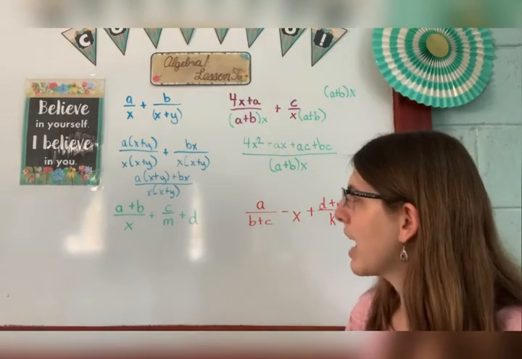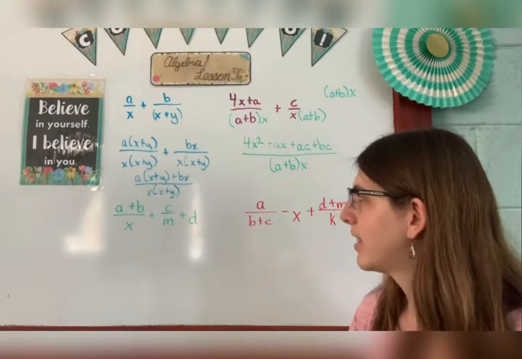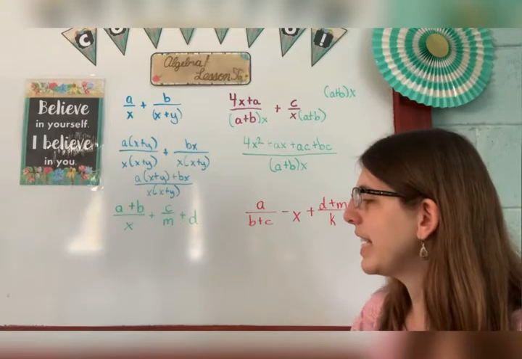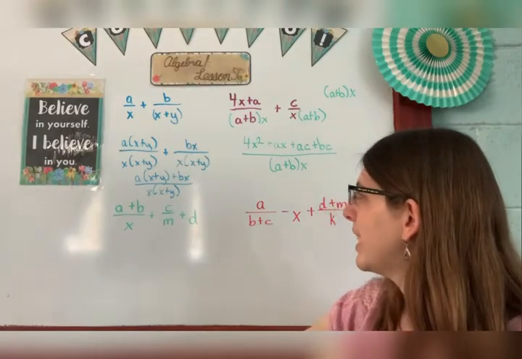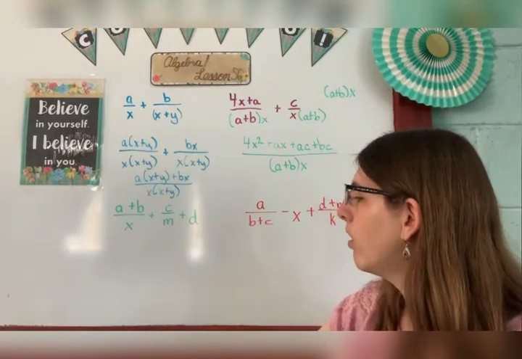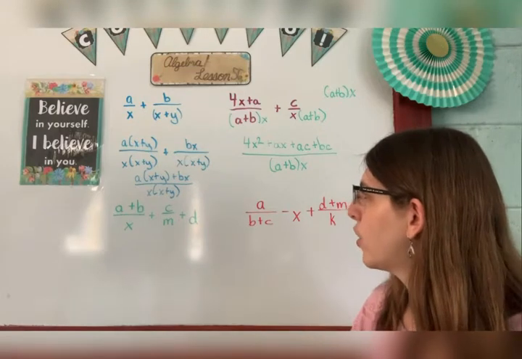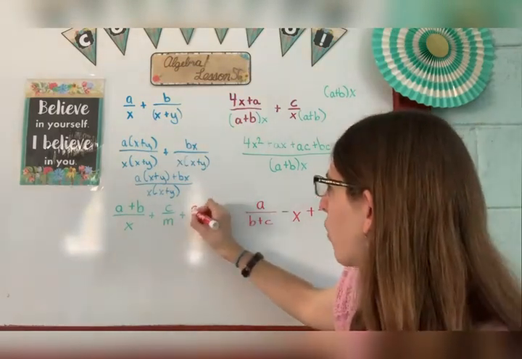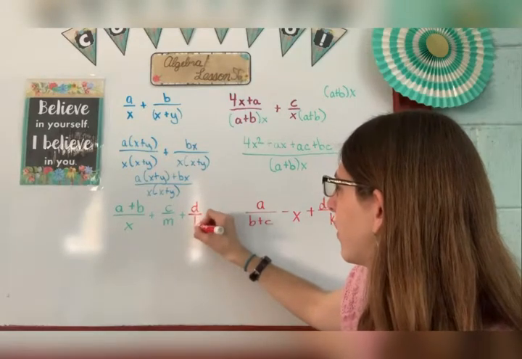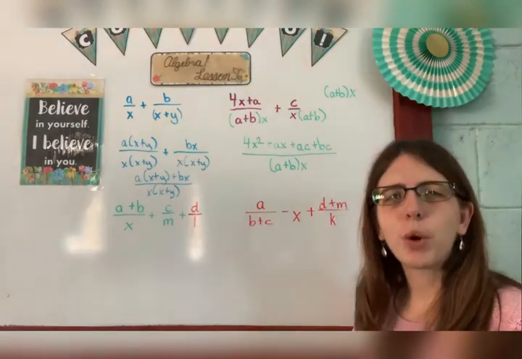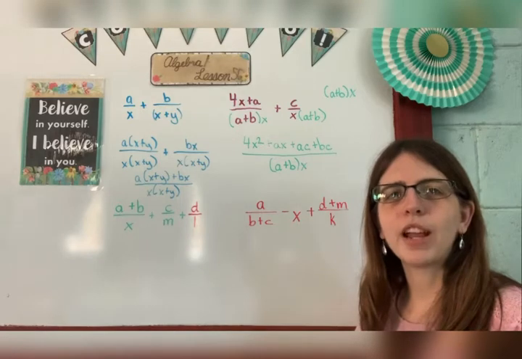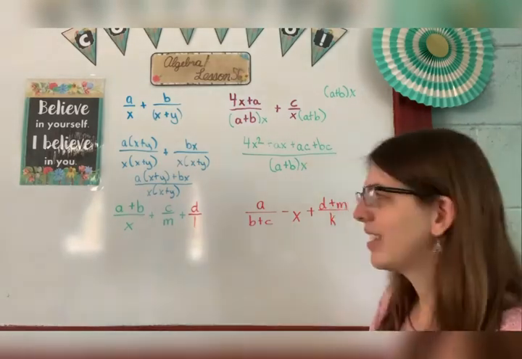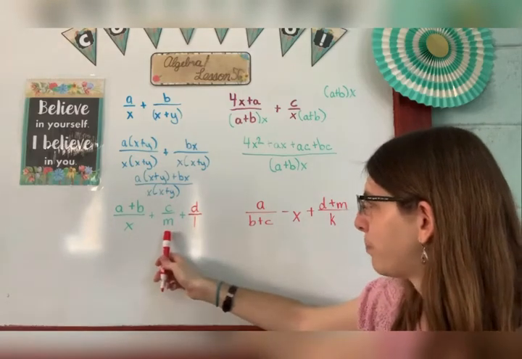I have a plus b over x plus c over m plus d. So here we have to treat d like it is a whole number. To make a whole number a fraction, what do you do? You put it over 1. So we don't have to really worry about that one when it comes to creating your least common multiple, because 1 times anything is itself. So just focus on these two.